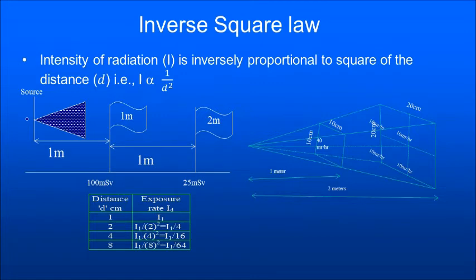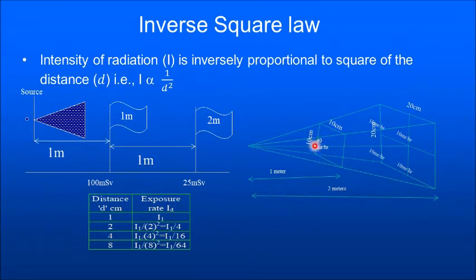How does the inverse square law work? What is the definition of inverse square law? I have done this in one of the lectures earlier, but I would like to repeat it here for continuity's sake. Intensity of radiation is inversely proportional to the square of the distance. And I have two diagrams here to explain how it works. You look at this diagram first.